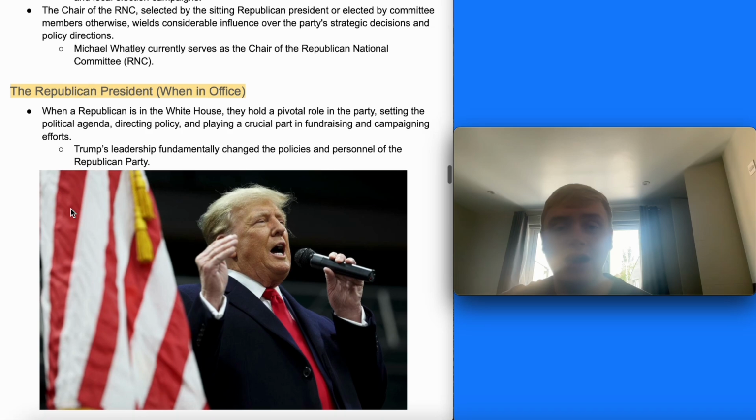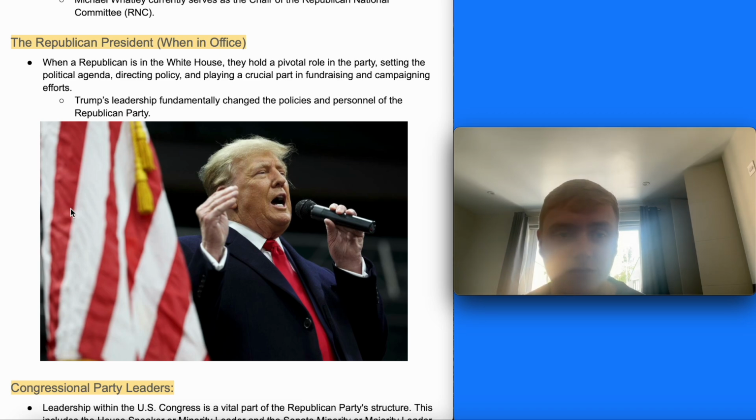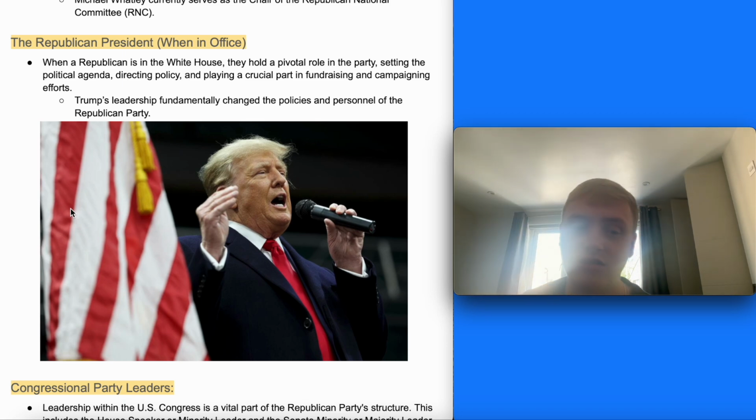So when there's a Republican in the White House, they hold a pivotal role in the party, setting the political agenda, directing policy, and playing a crucial part in fundraising and campaigning efforts. Trump's leadership fundamentally changed the policies and personnel of the Republican Party, and even though he's not currently in office, he's by far the most important and influential figure in the Republican Party currently, and therefore continues to really shape its policies.